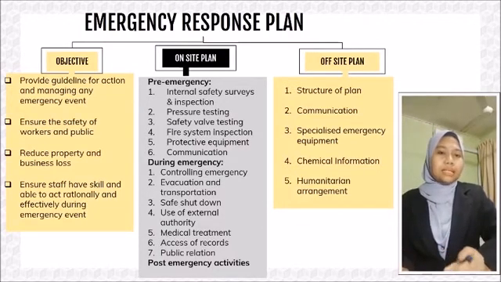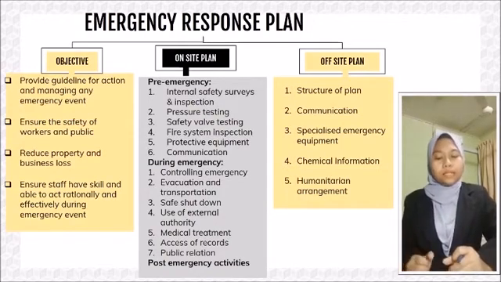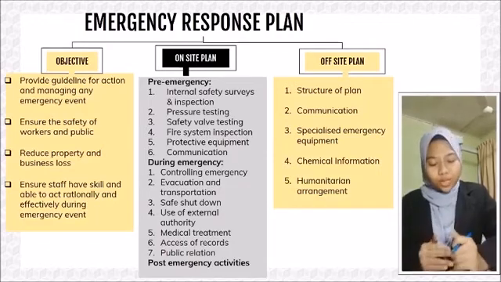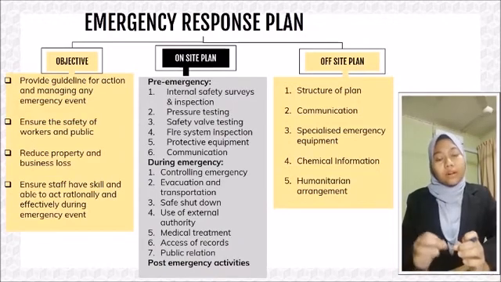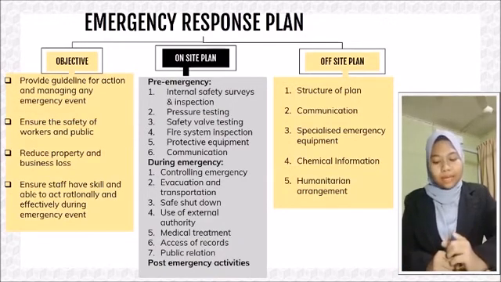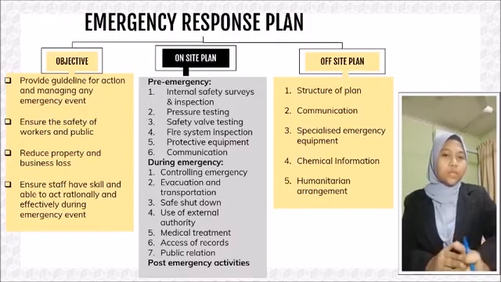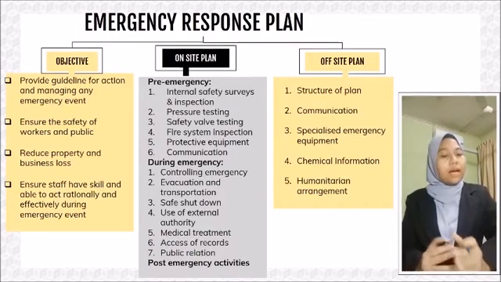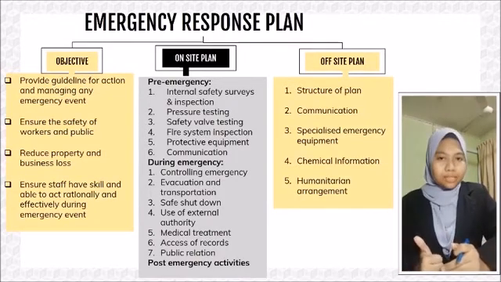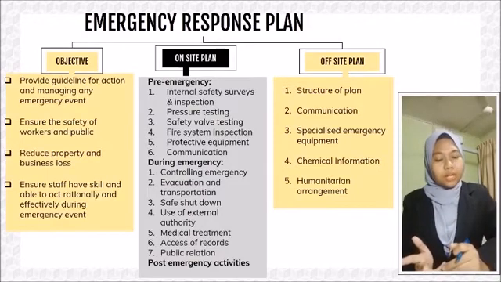One of the possible accidents that may occur in our plant is hydrogen leakage, and if this happens, fire or explosion may occur. So, to handle this kind of emergency situation, we have an on-site and off-site plan. For the on-site plan, internal safety surveys and inspection will be done periodically by the Department Safety Committee. We also have other inspections such as pressure testing, safety valve testing, and fire system inspection that will be done by the fire department team.